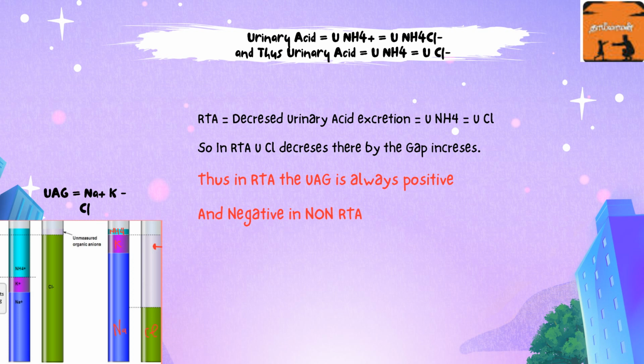normally and ammonia is less, so that space is taken up by sodium and potassium as well, and because the ammonium is less, you could see that the chloride is less. So there's a huge gap between sodium and potassium minus chloride, and that space is taken up by an unmeasured anion. Thus an RTA will have a positive urinary anion gap always. The gut pathologies will have a negative anion gap, and I'll come to that in a moment.